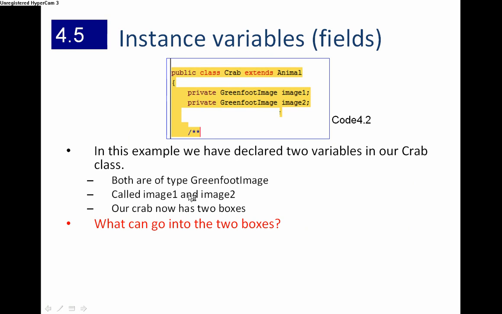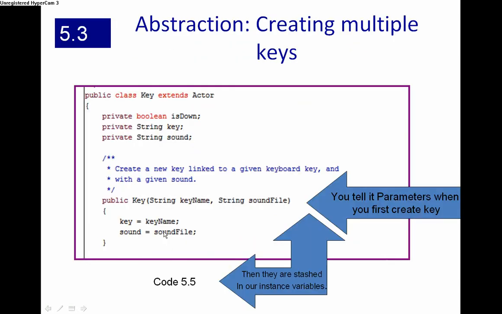Okay. All right. Now, in this class, in this example, we have declared two instance variables in our Crab class. Both are of type GreenfootImage. The first one is called image1, and the second one is called image2. Our crab now has two boxes. What can go into these boxes?